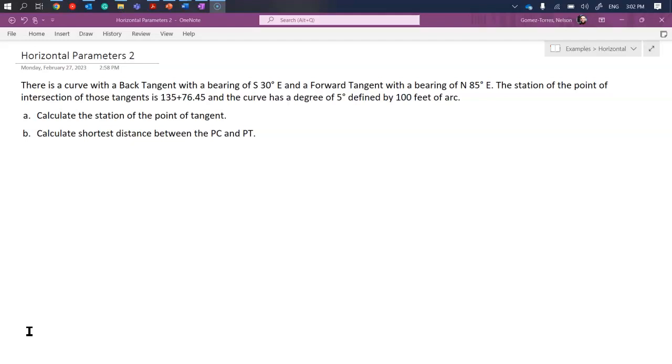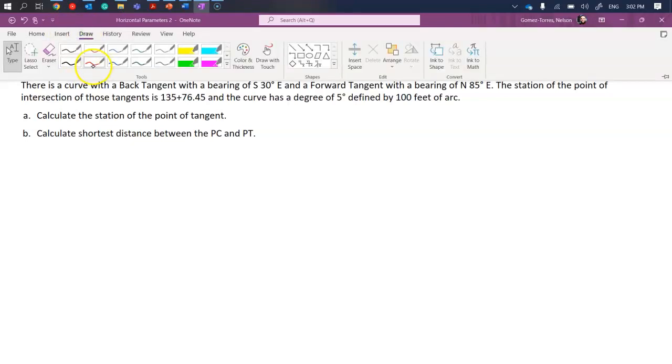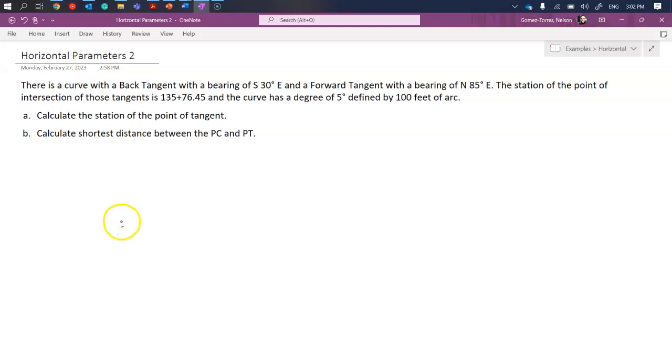So the problem here is telling us that we have a back tangent with a bearing of south 30 degrees to the east. And then we have a forward tangent, the next one is north 85 degrees to the east as well. Great. So those are my back tangent and forward tangent.